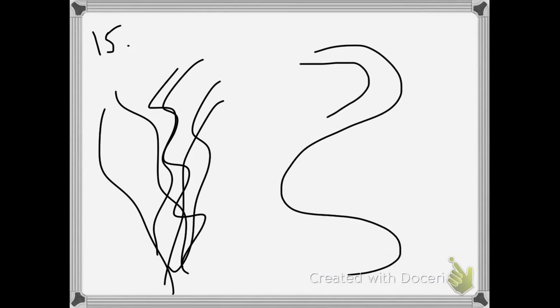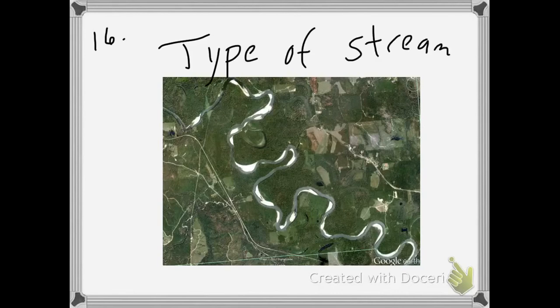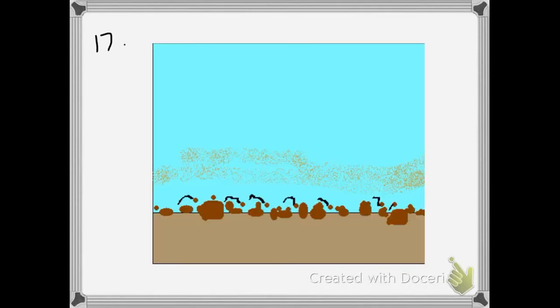Okay, moving right along with question number 15, we have two types of streams. I want to know what type is shown on the left. This is braided, and the right one is showing a meandering stream. Okay, here we have a picture of a stream, and again, I want to know what type of stream is shown in the picture. And that is meandering. Do you see any alluvium in this picture? The answer is yes, because it's all that white junk, probably sand.